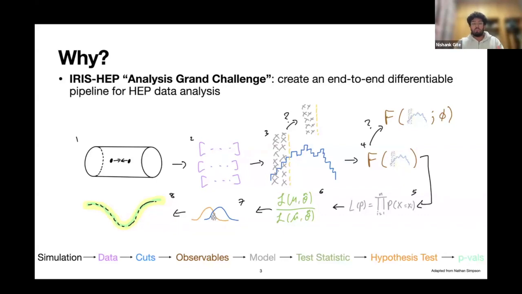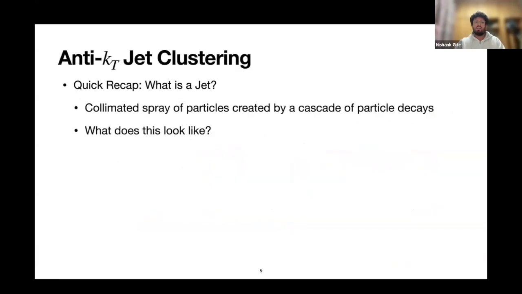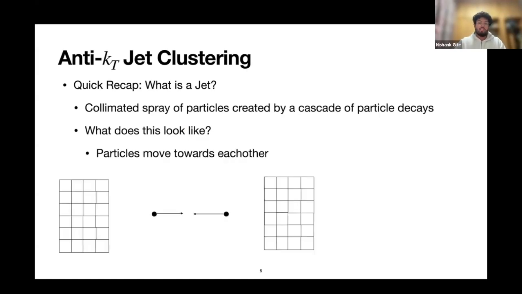But in our case, what we're focusing on is differentiable jet clustering. We can try to optimize this observable. In our case, the observable is the jet, and we can parameterize that via the radius and optimize that. Of course, there are also other parameters, but right now we're going to focus on the radius. So we know why we want to focus on differentiable jet clustering. Now let's talk a little bit about jet clustering. What is a jet? Formally, a jet is a collimated spray of particles, but what does that really mean? Let's imagine we have a collision simulation, with two particles moving towards one another.